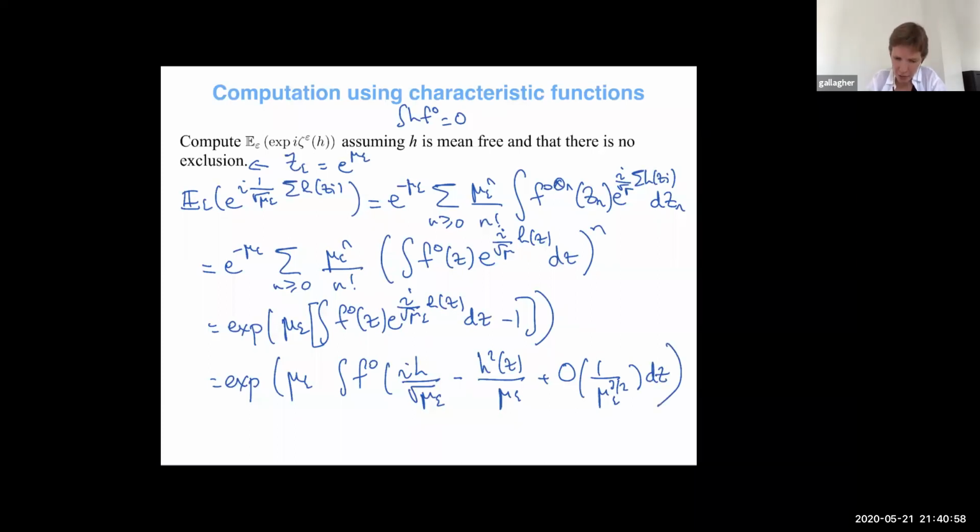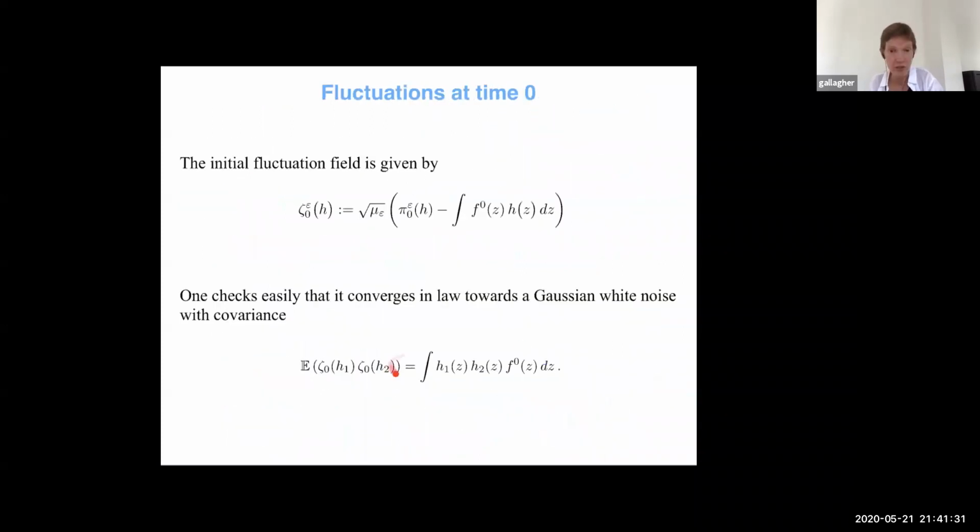Okay, so now what happens? This term goes to 0 because h was mean free. If it wasn't mean free, I should have removed the mean in the definition of the fluctuation field. So I'm not cheating here. And so you're just left with this term, which is exactly what I wanted, since I get exactly the exponential of minus the integral of f0 h squared of z dz. Okay, so all other terms go to 0. I do have a Gaussian field, and the variance is given by this formula here, which is exactly what I was giving here for the covariance.